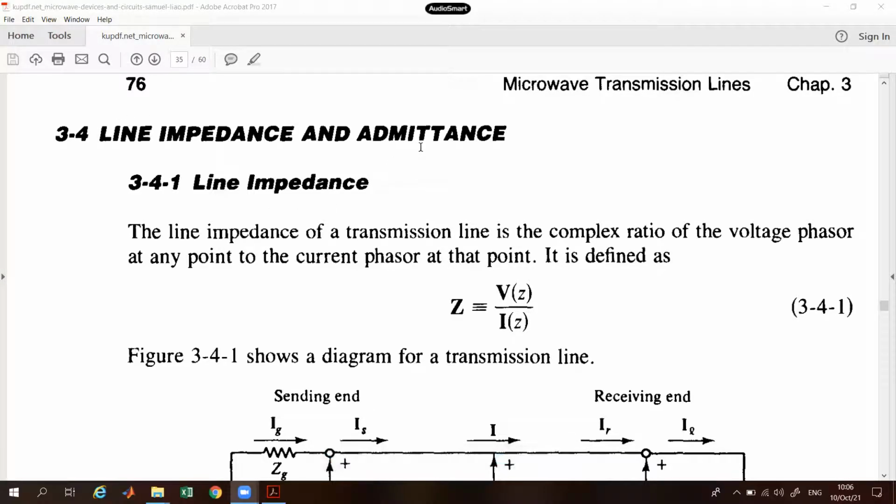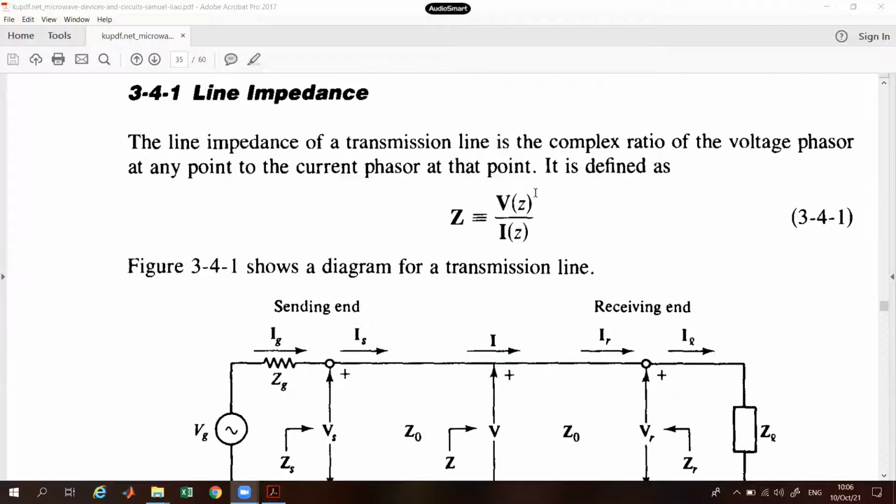Line impedance and admittance. Line impedance. The line impedance of a transmission line is the complex ratio of the voltage phasor at any point to the current phasor at that point. It is basically defined as Vz divided by Iz, where Z is the point where we are finding it.